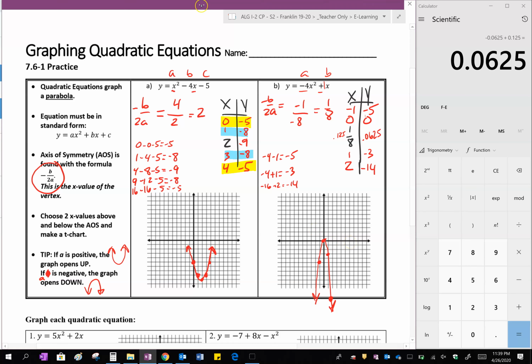So that's the process, right? Step 1, find the AOS, negative b over 2a. That's your vertex point. Pick 2 above, 2 below. Plug them into the original function for x to find y. Plot the points on the graph.